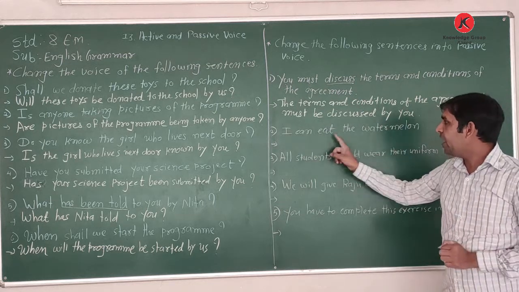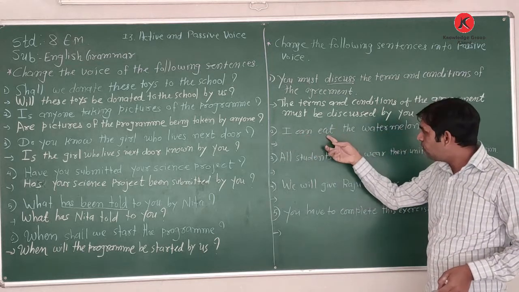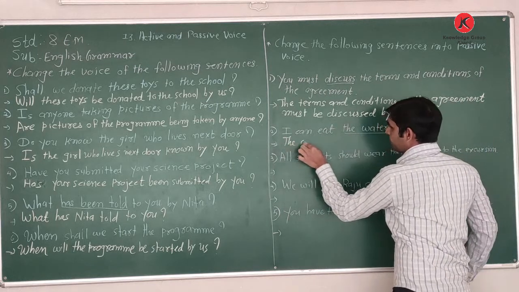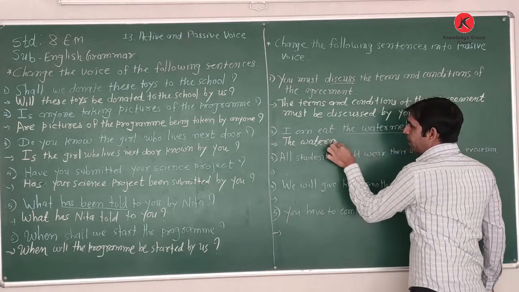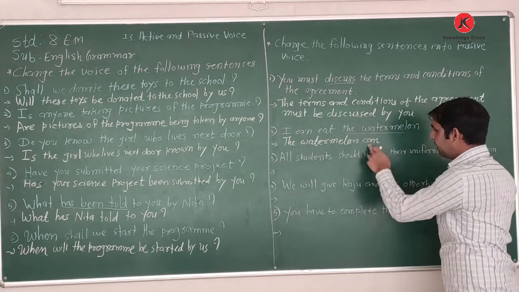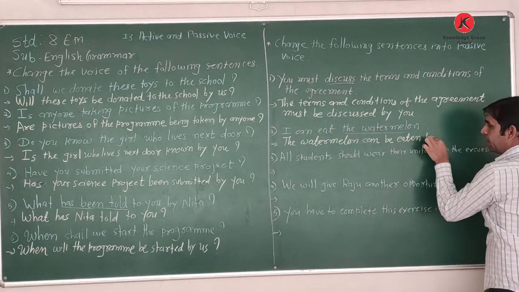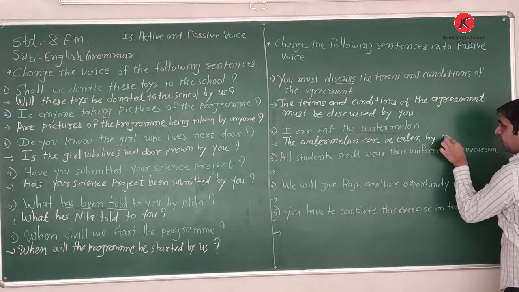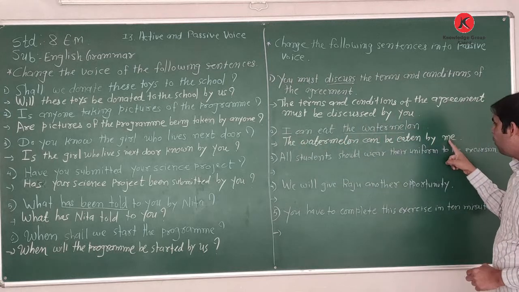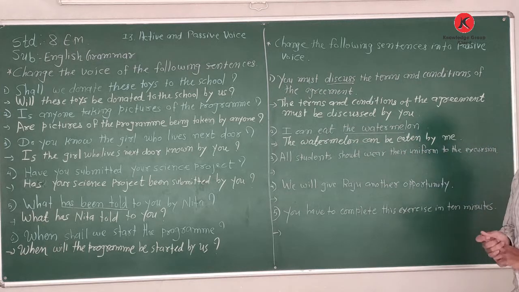Okay, then second, I can eat the watermelon. It's a simple sentence. Subject, modal, verb, and the object. So this object we write first, the watermelon. Then after that write can, then be, then the past participle of the verb, eaten, then by, and I changes into me. I is the subject, so we use the object form, me. The watermelon can be eaten by me.